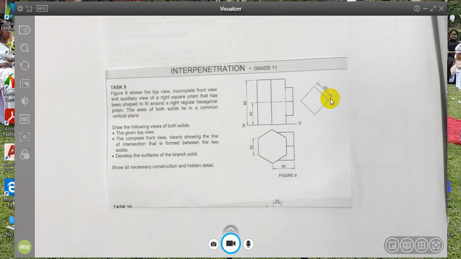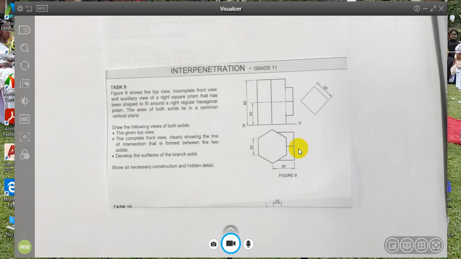Basically, this solid here, and this is the branch solid, which is also here. They both lie on the same center line. Draw the following views of both solids. Number one is the given top view, which is this. And then we have to complete the front view, clearly showing the line of intersection that is formed between the two solids. Then we will develop the surface of the branch solid, and this is your branch solid here. There is your branch solid, right?